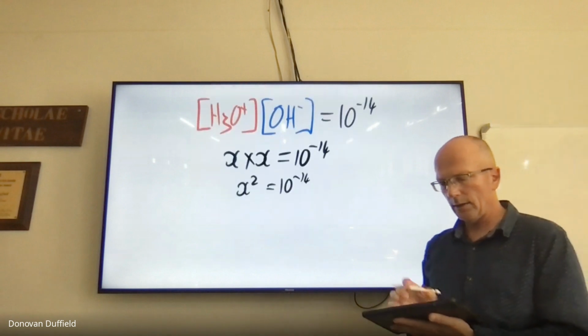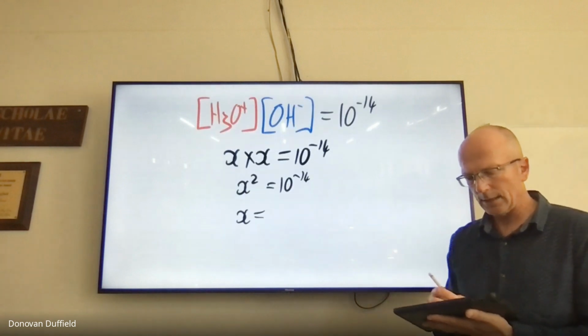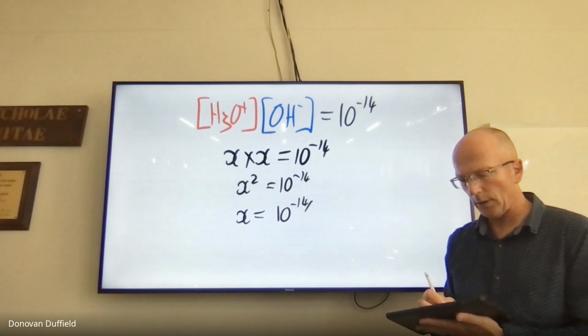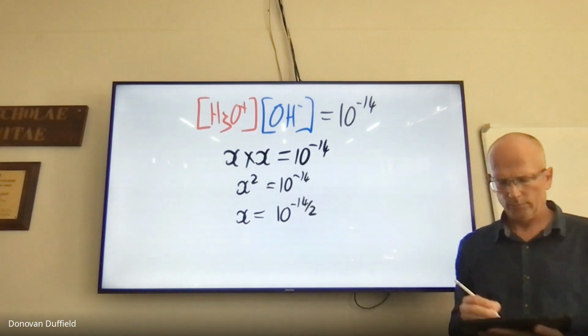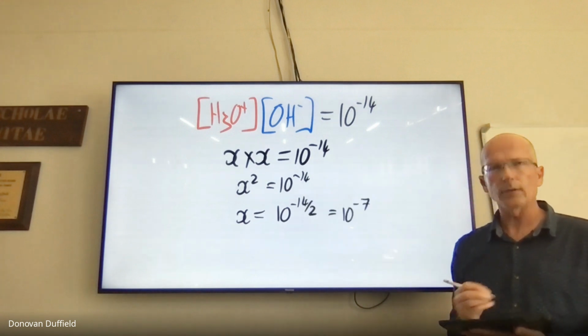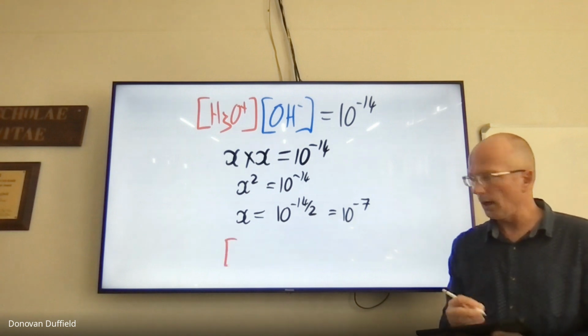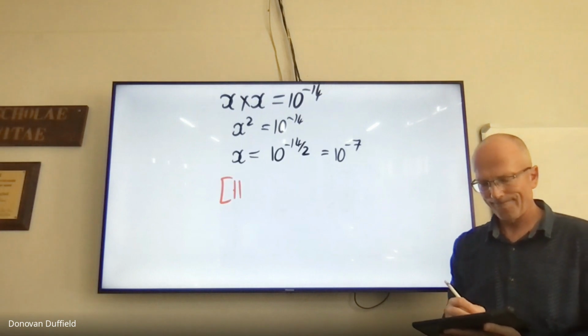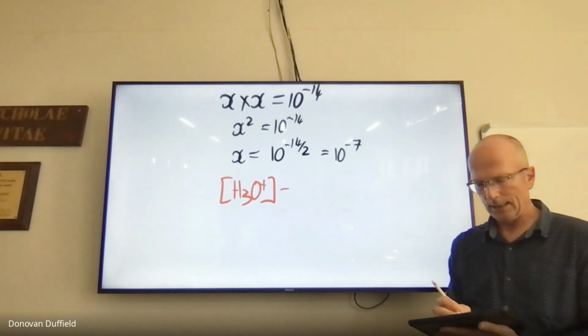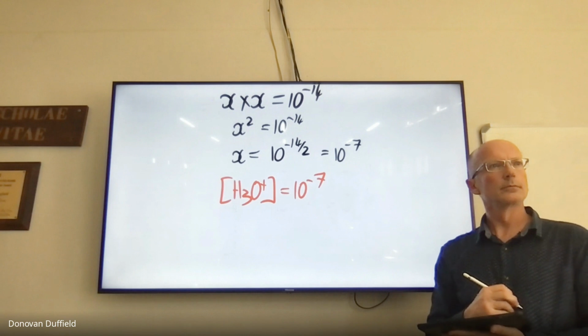And if I square root this, isn't this the same as dividing the exponent by 2? But this is 10 to the negative 7. So therefore, the hydronium ion concentration is 10 to the negative 7.